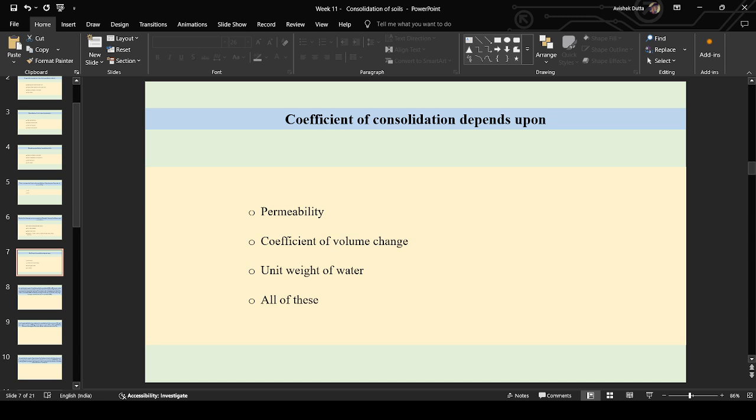Coefficient of consolidation depends upon: first option, permeability; second option, coefficient of volume change, another term for this is coefficient of volume compressibility, same thing; third option, unit weight of water; last option is all of these.